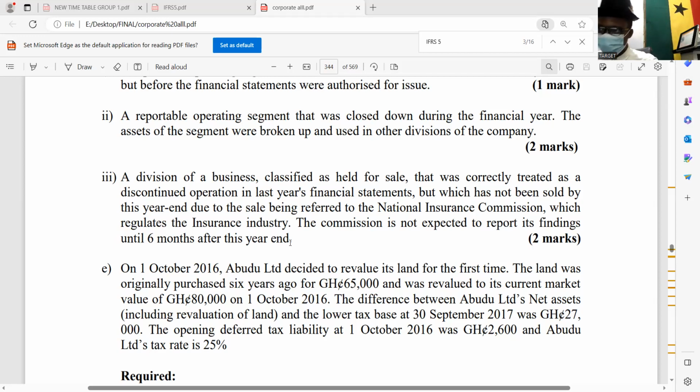So the division must be classified as held for sale. By the definition, they have to continue classifying it because the condition is not within their control. So they will continue classifying it as held for sale. And that's all.